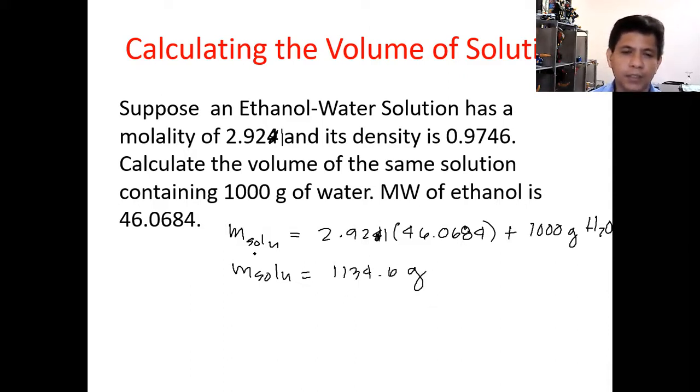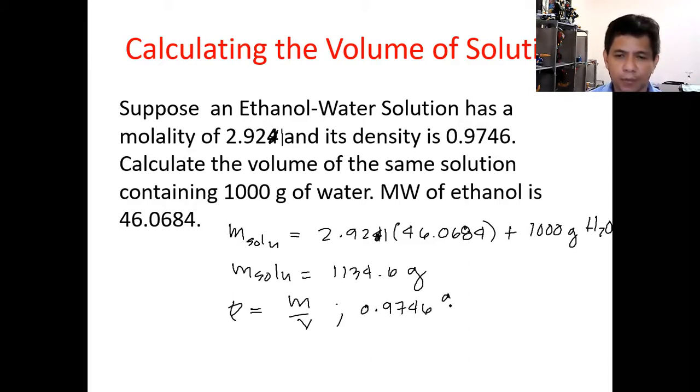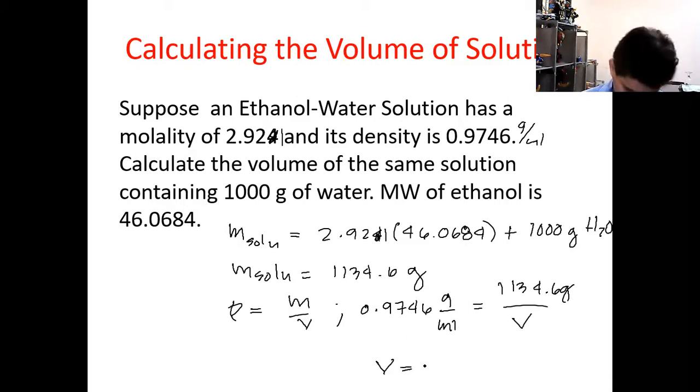Okay, so with this, your density is 0.9746, di ba? Density is basically equal to mass over volume, so just substitute everything into this equation. The density is 0.9746 grams per ml, and the mass is 1,134.6 grams. Then you can calculate the volume in ml. So the volume is 1,164 ml for number 1.